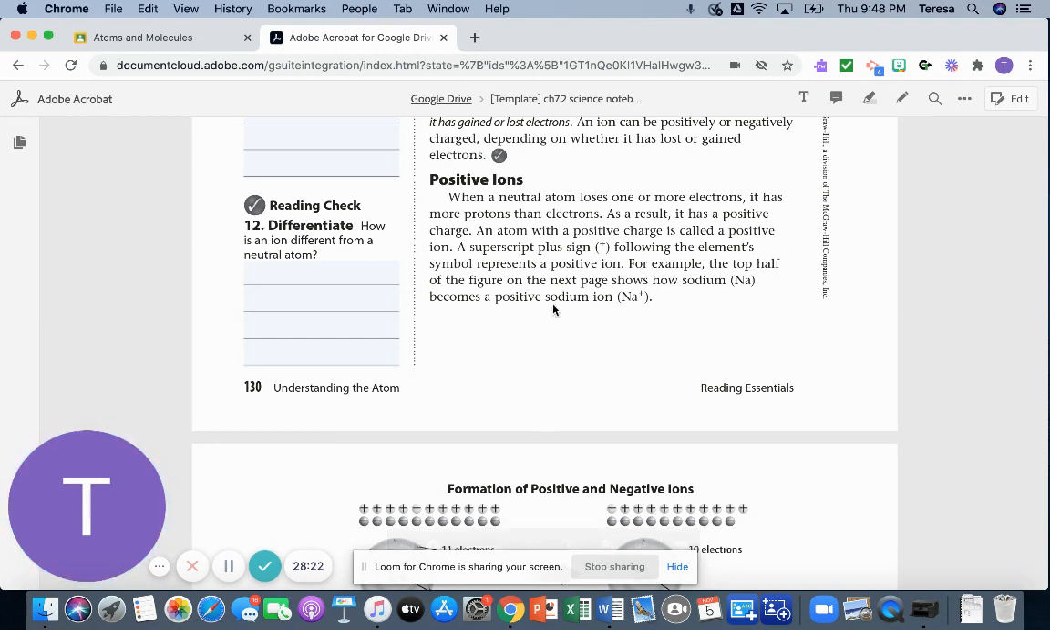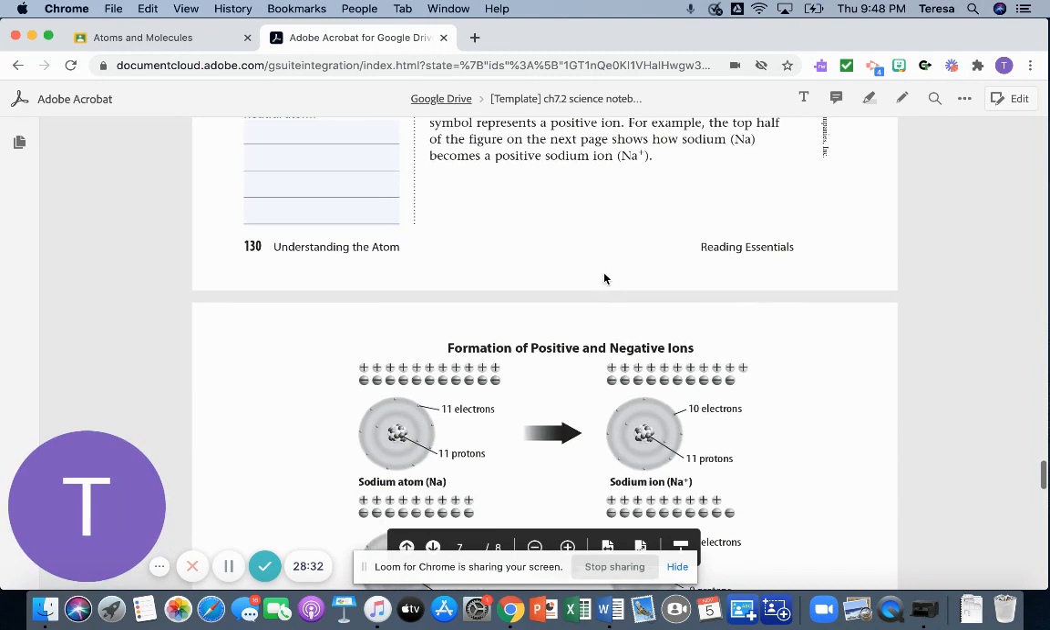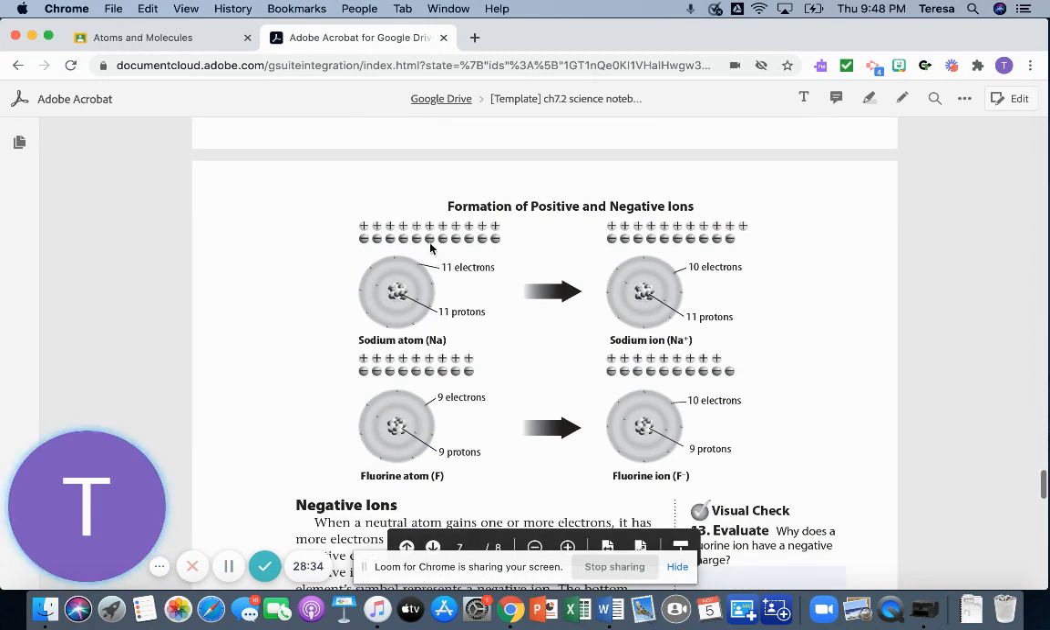Positive ions. Okay, when a neutral atom loses one or more electrons, it has more protons than electrons. As a result, it has a positive charge. Okay, we'll talk more about this next week. I'm going to skip down here to the picture. Okay, this shows sodium and the protons and electrons, right? They pair up. They're equal in number for a sodium atom.